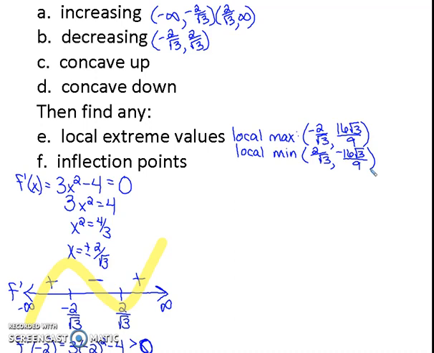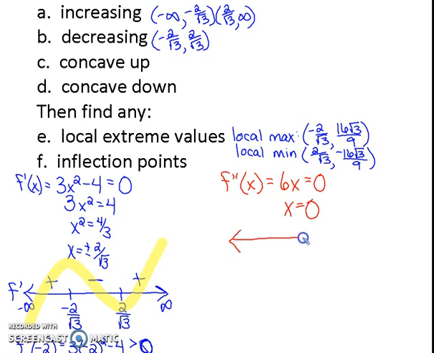So that takes care of the information I can get from my first derivative. Now I'm going to move to the second derivative, which means I need to take the derivative of the first derivative. It is 6x. It's going to exist everywhere, no domain restriction. So all I care about is when it equals 0. That would be at x equals 0.